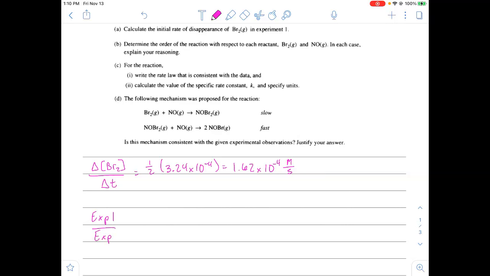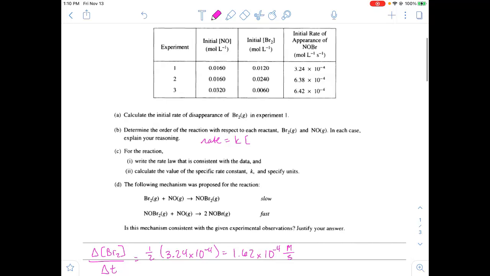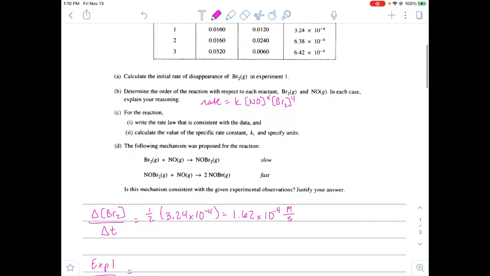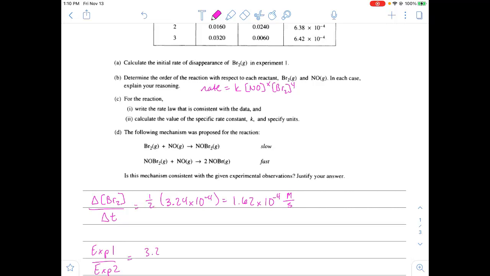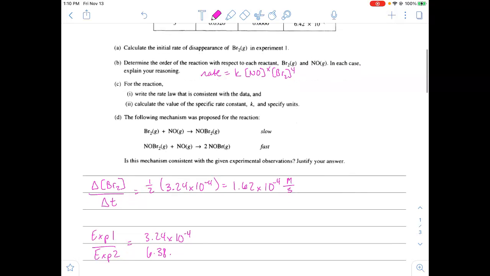So I'm going to compare experiment 1 to experiment 2. We know that the general rate law is: rate equals K times the concentration of NO raised to a power X times the concentration of Br2 raised to the power Y. So my rates are 3.24 times 10 to the negative fourth, and then 6.38 times 10 to the negative fourth.